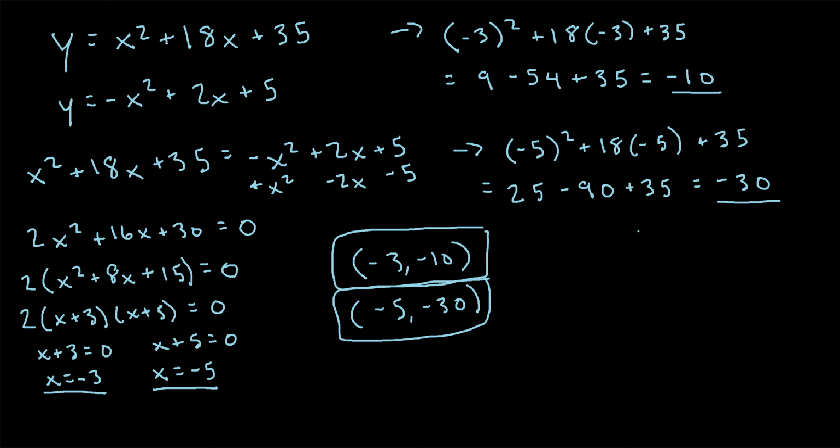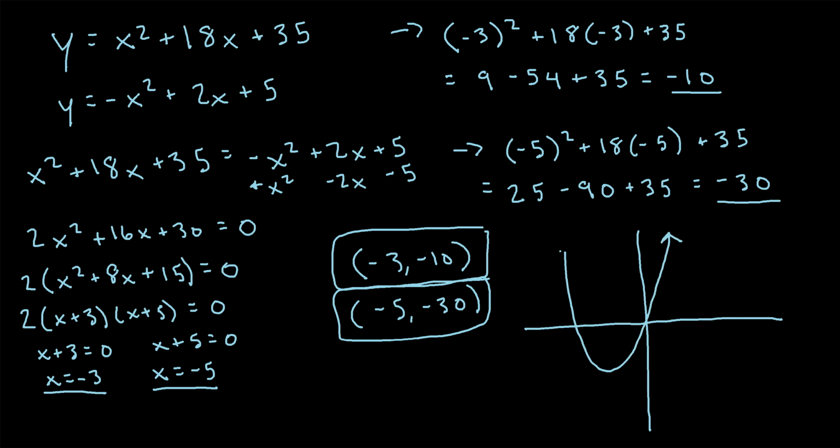Now, if you were to graph these two quadratic equations, it would look something like this, and this won't be drawn to scale, but just to give us an idea. The x squared plus 18x plus 35, that would be a parabola that goes up like this. And then the negative x squared plus 2x plus 5, that would be a parabola that goes something like this. And what we just found is these two parabolas intersect at these points, negative 3, negative 10. So again, this is not drawn to scale at all, but we'll write negative 3, negative 10.